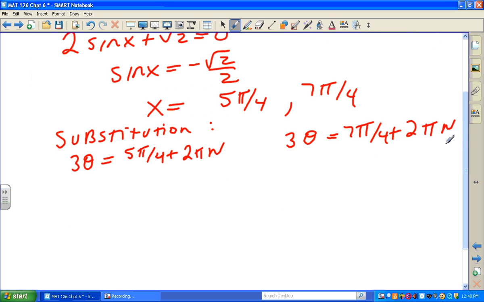And find all solutions, I think. I don't know, does anybody have the book open? Is it still finding all solutions? Okay. So, how do I solve for theta?